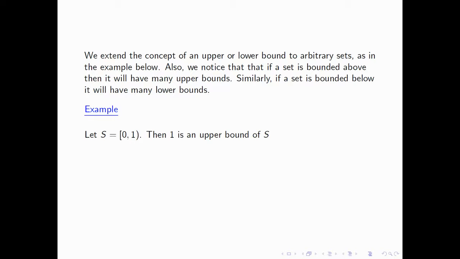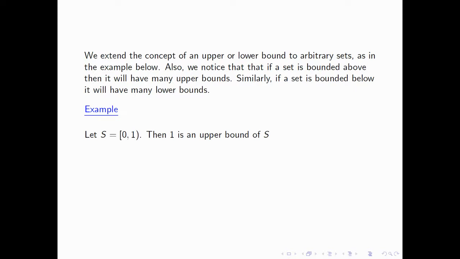But let's look at some more examples. Look at the number 1.5. Now 1 is less than 1.5, which means if any number is less than or equal to 1, then it must be less than or equal to 1.5. And you see that, which means if 1 is an upper bound, then 1.5 is an upper bound. Similarly, the number 0 is a lower bound for that set because any element in the set is greater than or equal to 0.